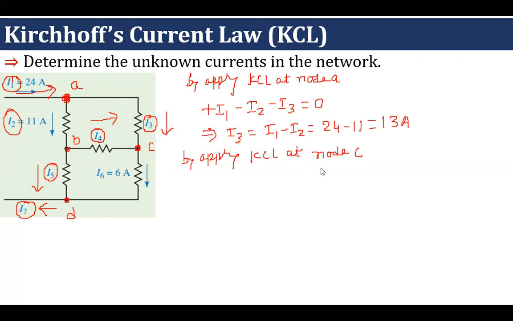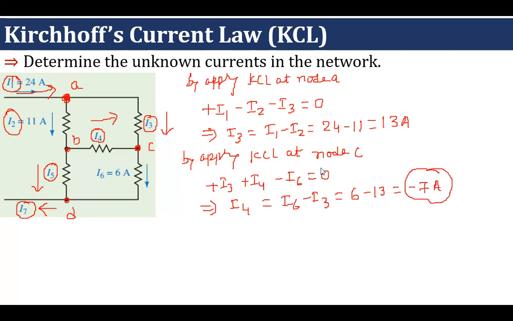So I3 is the incoming current, so I will write plus I3. I4 is incoming current, so plus I4, and I6 is the outgoing current, so minus I6 equal to 0. So I4 will be equal to I6 minus I3. What is the value of I6? It is 6, and I3 value is equal to 13. Okay, so this is going to be minus 7 ampere. So I4 is minus 7 ampere.